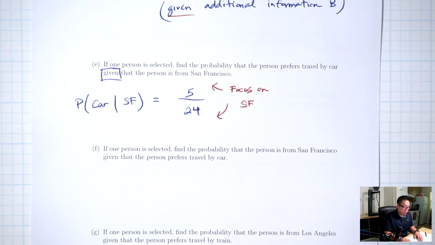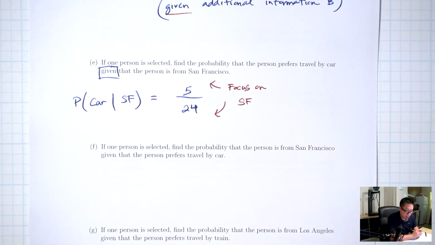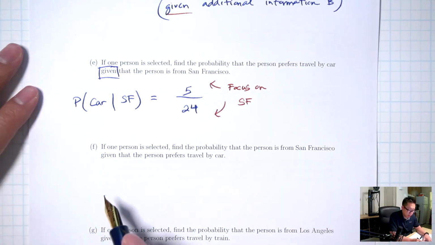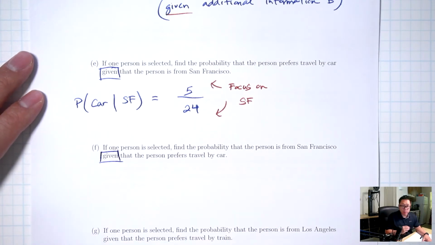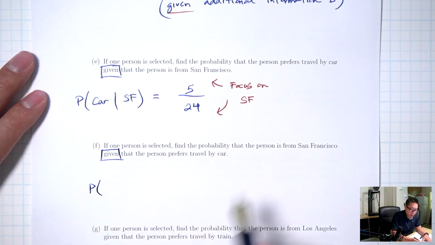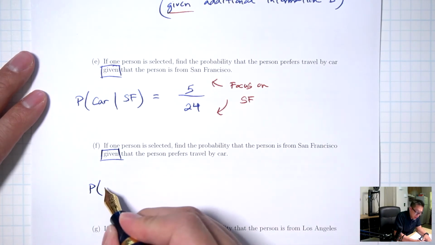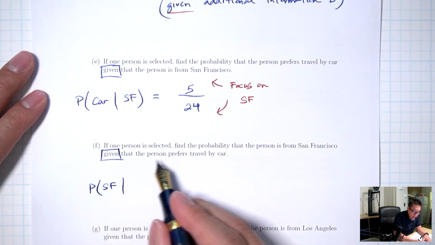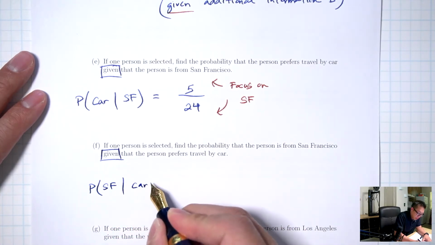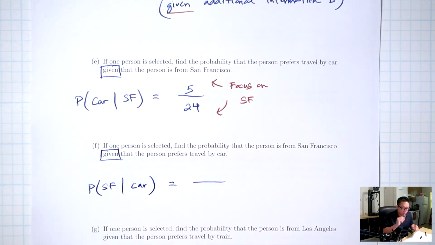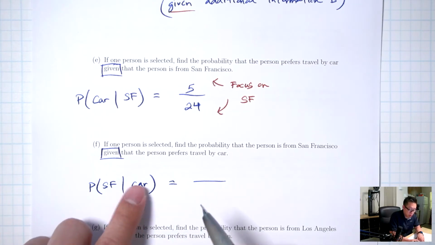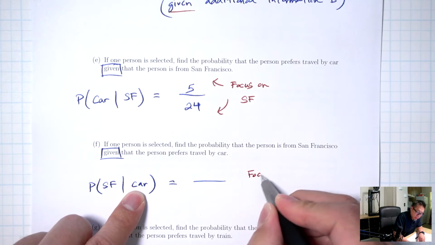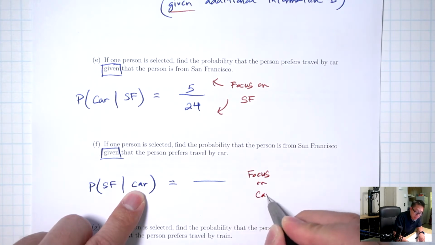Let's try another one. Part F. If one person is selected, find a probability that the person is from San Francisco, given that the person prefers travel by car. So once again, I see the word given. In symbols, I'm looking for San Francisco given, so that's San Francisco given car. Anytime you have conditional probability, the given part, which is the second part, is going to tell you what to focus on. So we're focusing on car for the top and the bottom.